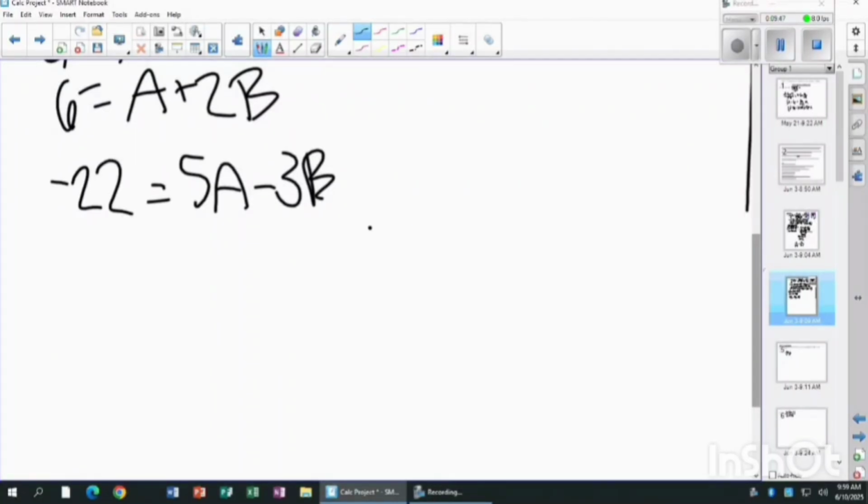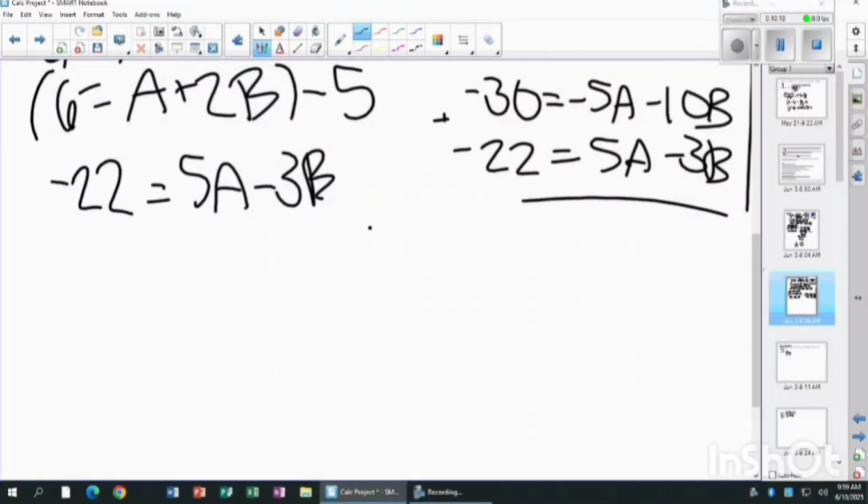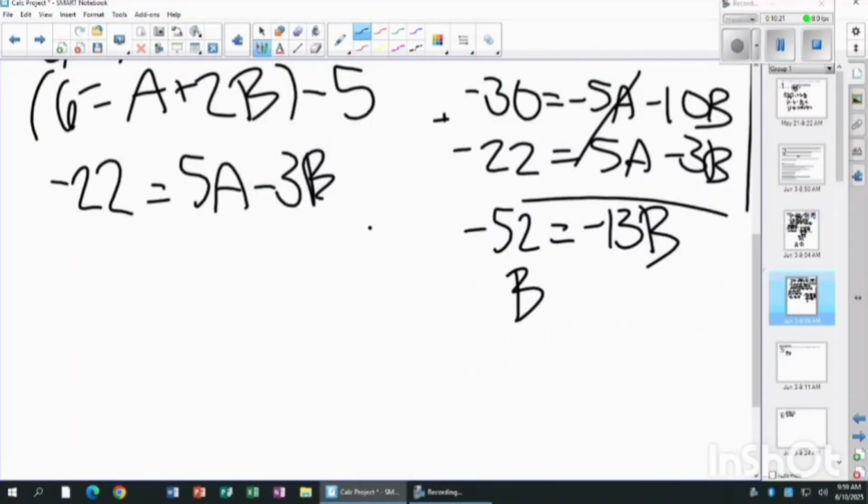All right, so I'm going to multiply this top equation by negative 5 to cancel out the a in the bottom. So you would have negative 30 equals negative 5a minus 10b. And then the bottom will stay the same. Negative 22 equals 5a minus 3b. Add them together. Negative 52 equals negative 13b because the a's cancel out. And then when you divide by negative 13, b is equal to 4.